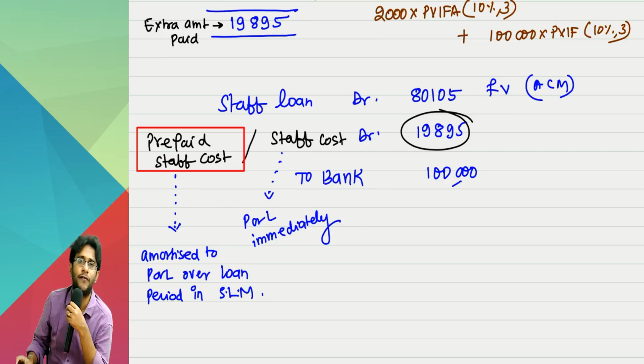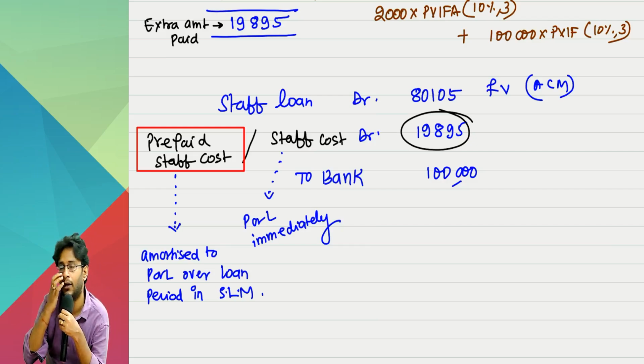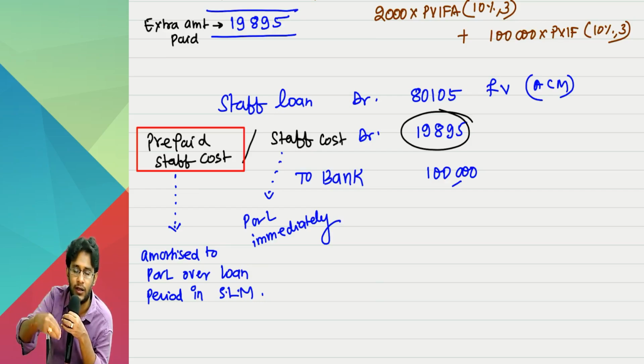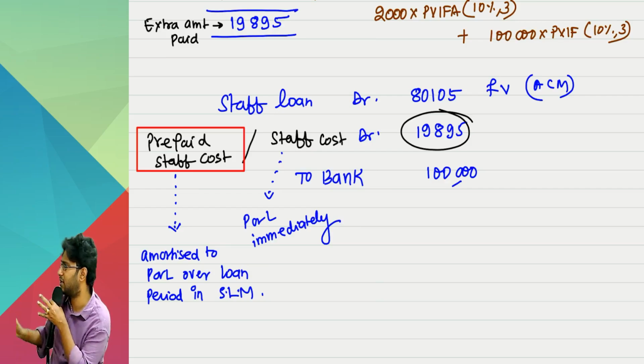Sir, the logic of prepaid staff cost is, sir, you are giving a benefit to the employee, and for the benefit which you have given to the employee, you put some conditions. Generally the condition is to make him work for some more period. So for working that extra period, you are giving an extra benefit to him. So 19,895 should be amortized over such period basically. So that's the general logic there.